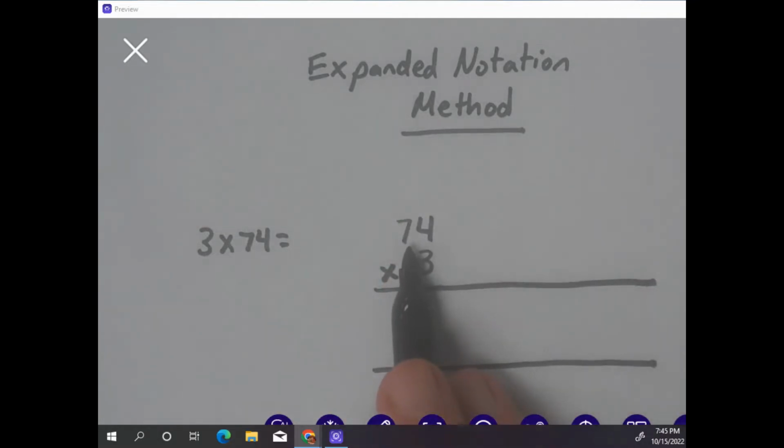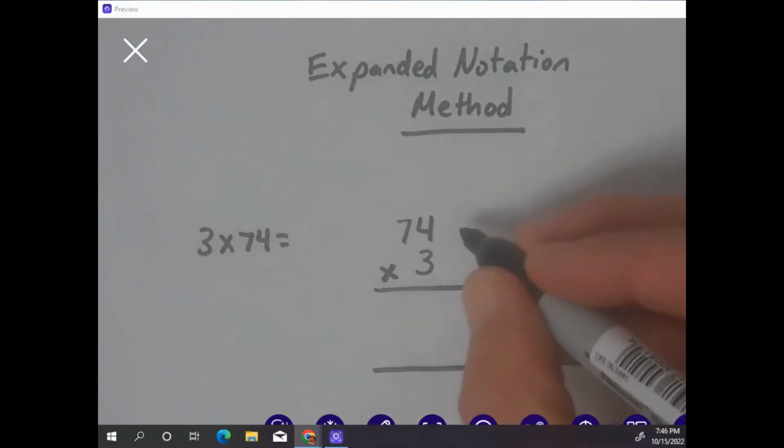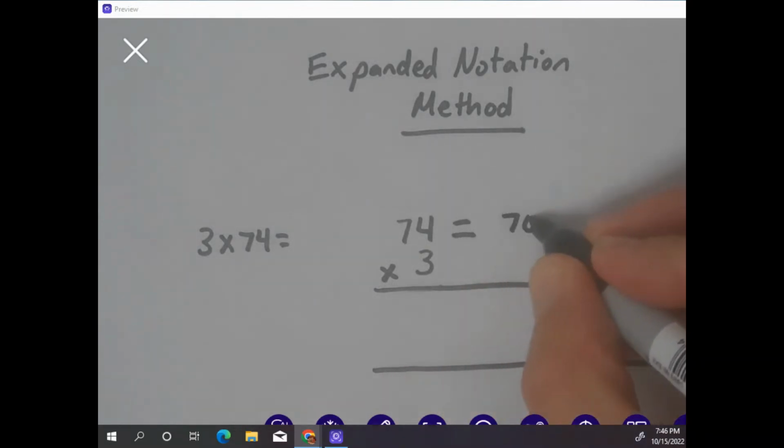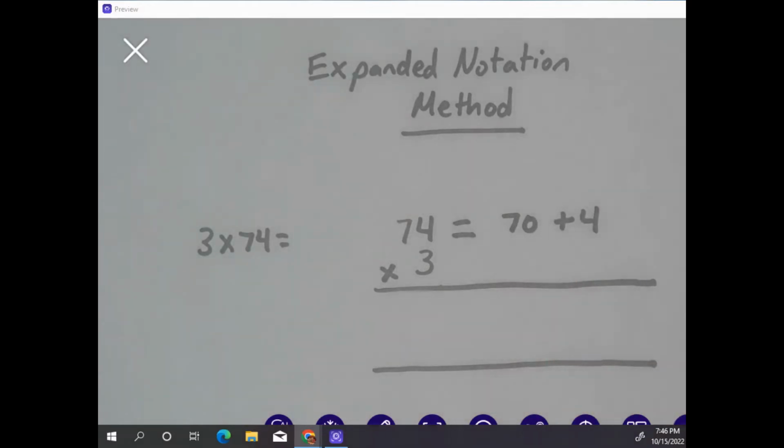So I'm going to expand 74 here. 74 really equals 70 plus 4. That's the expanded notation. We've been doing that since the beginning of the year. 70 plus 4 is the same thing as 74. Well, I'm going to put another equal sign underneath. The 3, well, it's in the ones place, so I don't have to expand the notation. I just put a 3 down here. About halfway done with the problem now. That was pretty quick. 74 times 3 is the same as 70 plus 4, times 3.